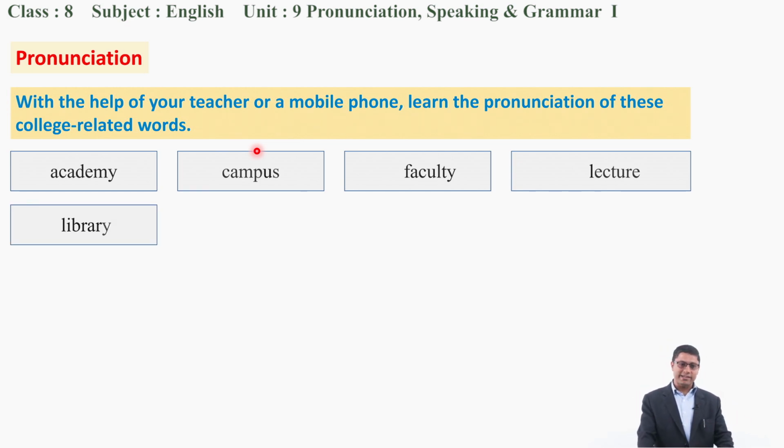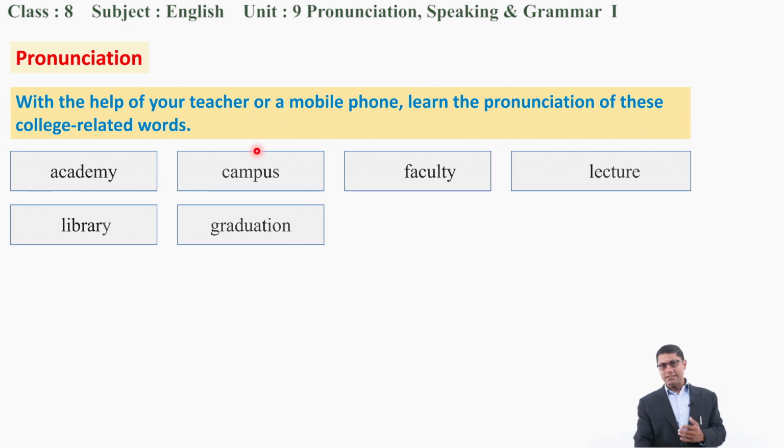Please try pronouncing it. Okay, now listen. Library. Again. Library. Okay, so I hope you did well. Now let's see the next. Just pronounce it. Very good. Now just check whether you are right or not. Graduation. Graduation. Okay, did your pronunciation match with the pronunciation you heard? Very good then. Now let's move on to the next one.